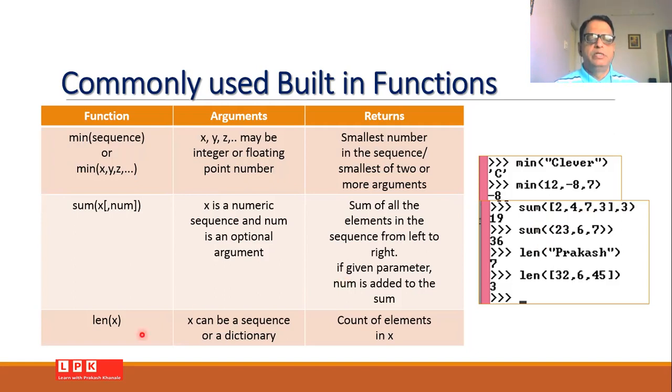Another very popular function is length of x, where x can be any sequence or dictionary. This function will count the number of elements in x. So for example, if I write length of "Prakash", then I will get the count equal to 7 because there are 7 characters. If I write length of list 32, 6, 45, then I will get the result equal to 3 because there are 3 elements in the sequence.